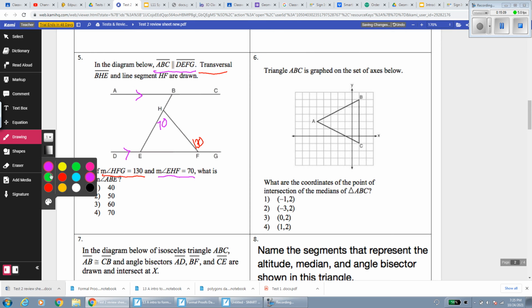And we're looking to find the measurement of angle ABE. B is in the middle, so that's this angle right here. So I'm going to put a question mark because we're looking for it. I don't know what it is right now. We have to find it together. So let's think about what we got here and how we can find the answer.